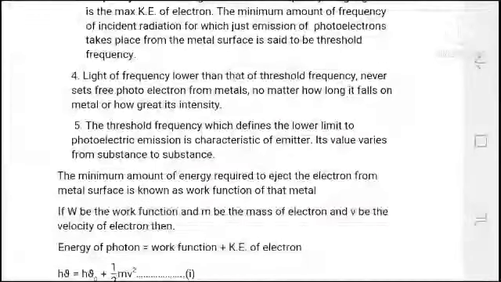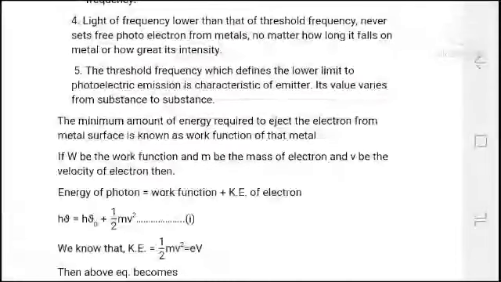Number 4. Light of frequency lower than the threshold frequency never sets free photoelectrons from metals, no matter how long it falls on the metal. Number 5. The threshold frequency, which defines the lower limit to photoelectric emission, is characteristic of the emitter. Its value varies from substance to substance.